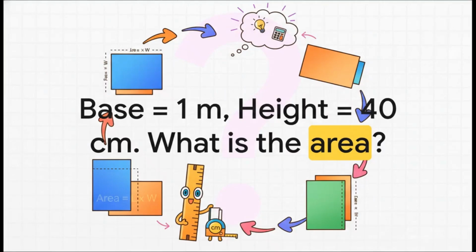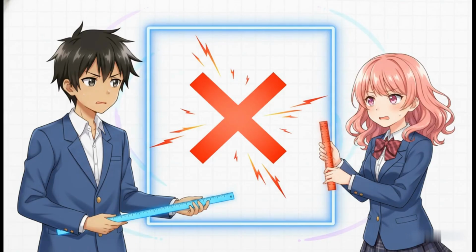Okay, ready for a little pop quiz? Let's say a rectangle has a base of 1 meter and a height of 40 centimeters. What's its area? Now, this seems straightforward, but there's a little trap in there. See if you can spot it. And there it is, the trap.